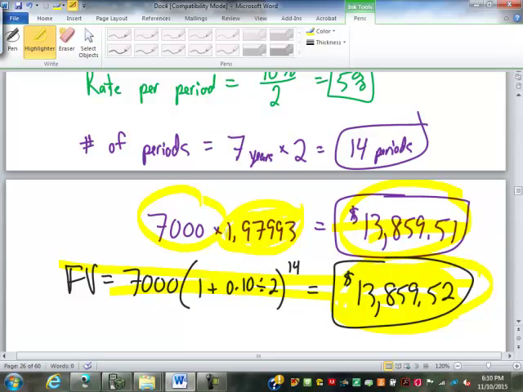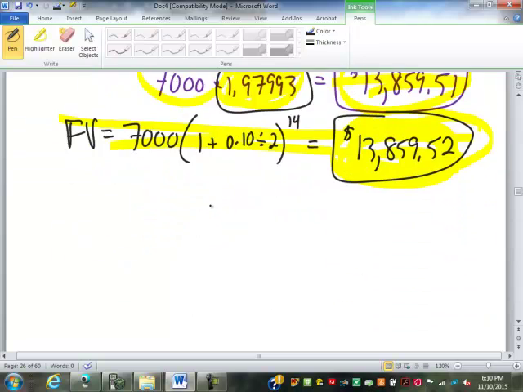That is on page 459 in your textbook. You go up on top to 5%. And on the left side where it says 14, and you follow them down until they meet. 1.97993. Perfect. I'm going to have you guys try one with the table.